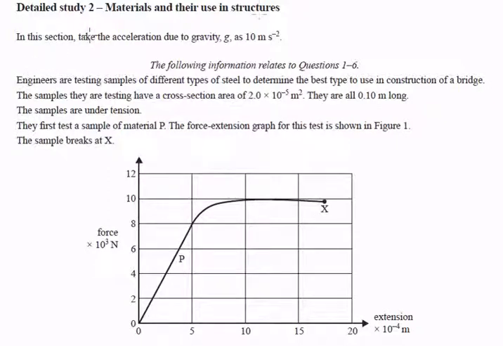Engineers testing samples of different steel to determine the best type for construction of a bridge. The samples they are testing have a cross-sectional area of that and an initial length of 0.1 meters. Here's sample P, the force extension graph is shown.